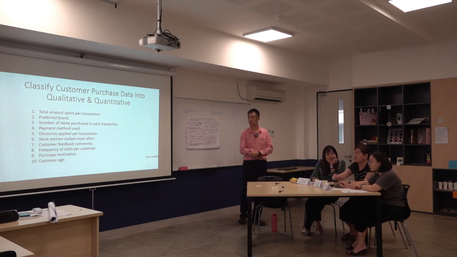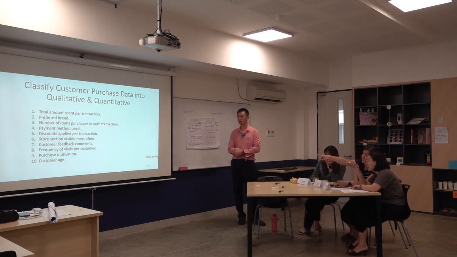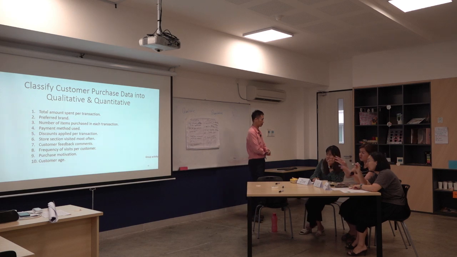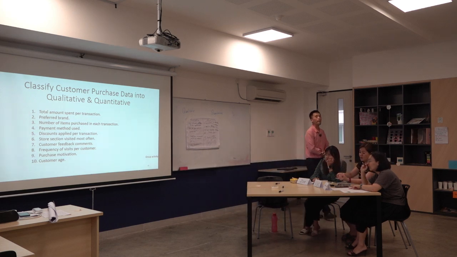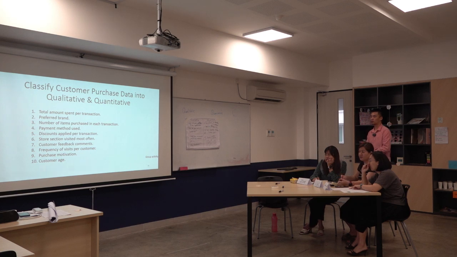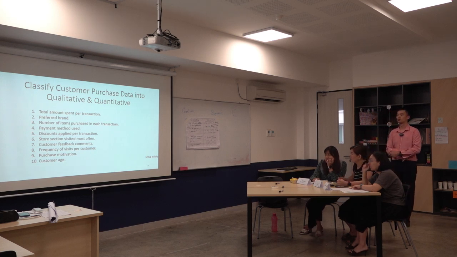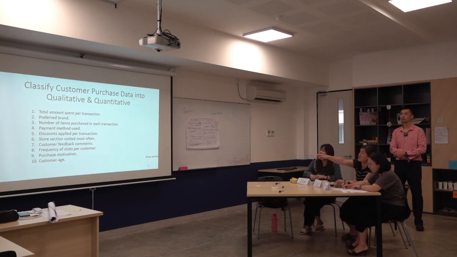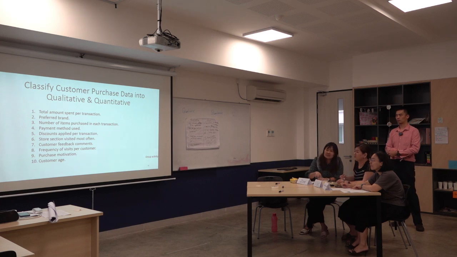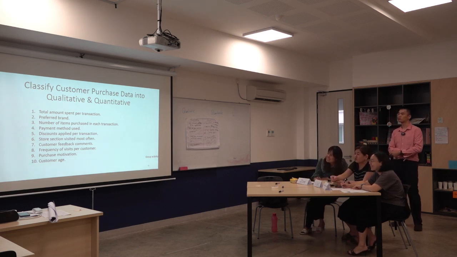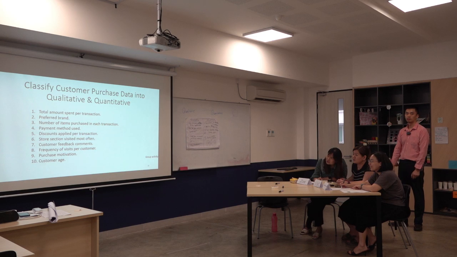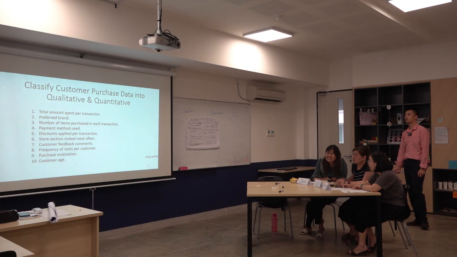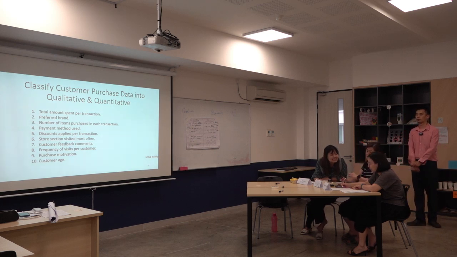Discount applied type. Number six, store section visited most often, the type of the store. Are you going to the typical one or the wet market one, or the number of times visited? Which one is the hot selling product? Which store do you visit the most? Should be the type. Customer feedback, quality, for sure. Frequency, quantity. Purchase motivation, quality. Customer age, must be quantity.